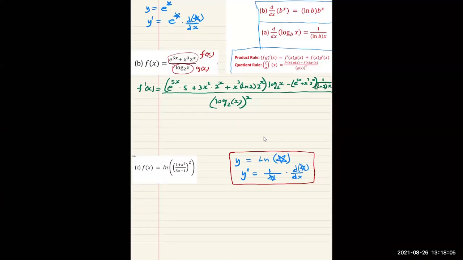So that will be the derivative. This whole expression is the derivative of the given function. Okay. All right, that completes that example. Let's move on.